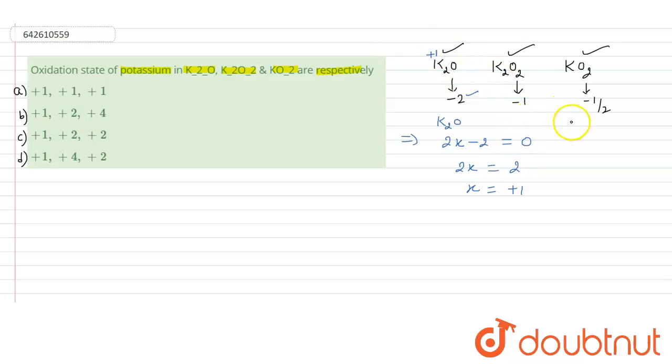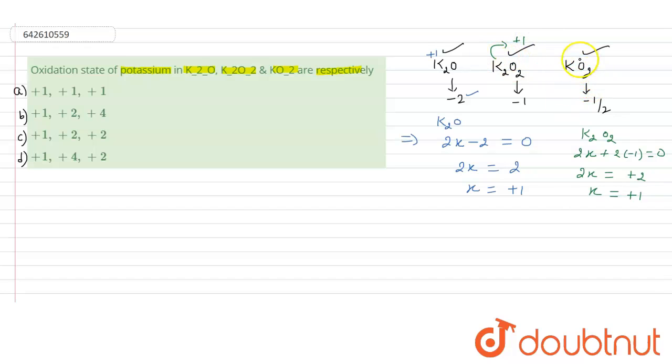Now let's calculate the oxidation state in K2O2. This is a peroxide, and in a peroxide the oxidation state of oxygen is -1, because oxygen is acting as O2 with a 2- charge. To find the oxidation state of potassium, I write 2x, and there are 2 oxygen atoms, each with -1, so 2x - 2 = 0. So 2x = +2, because the -2 goes to the other side, and the value of x comes out to be +1. Here again we get the oxidation state of potassium as +1.